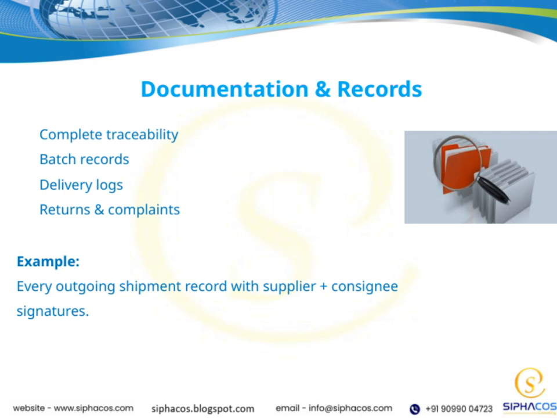Returns and complaints are also part of this documentation. Keeping track of these helps us improve our quality and customer satisfaction. A good example of thorough documentation is recording every outgoing shipment with signatures from both the supplier and the consignee. This kind of record not only confirms that the product was shipped and received properly, but also adds a layer of accountability. Overall, maintaining detailed records supports our commitment to quality, compliance, and continuous improvement.